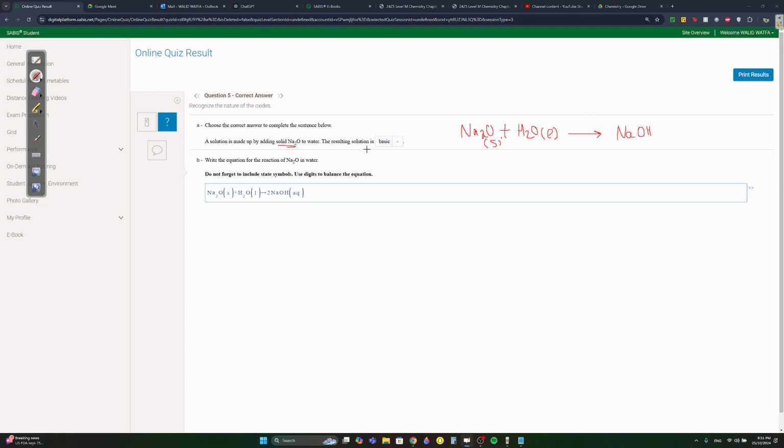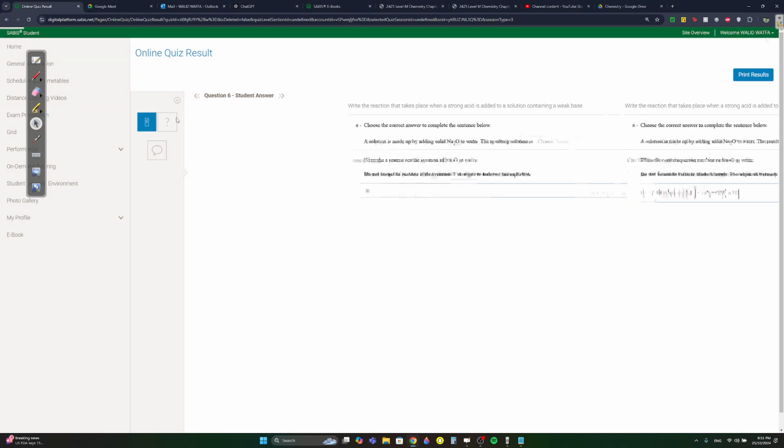Since it's a base, it's going to have OH in it, so you're going to put OH. And what's the metal you have? Na, so NaOH. And balance it, you have two Nas here, so you need to put two here. Check if everything's balanced. You have two O's, two O's, two Nas, two Nas, two H's, two H's. So this is your reaction, and obviously it's basic, so it should be aqueous. Acids and bases are always aqueous.